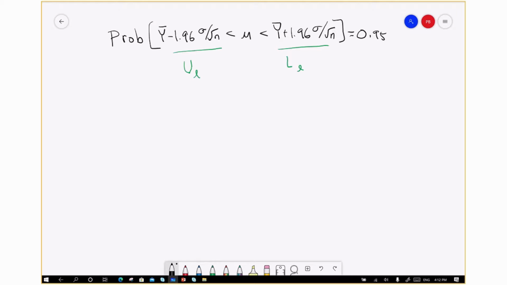And we can think of the idea we're going to construct a 95% confidence interval as Y bar plus or minus 1.96 times sigma over the square root of n. If we consider all possible values of that, then 95% of those would straddle the true mean.